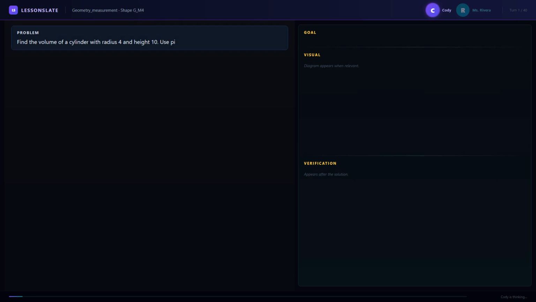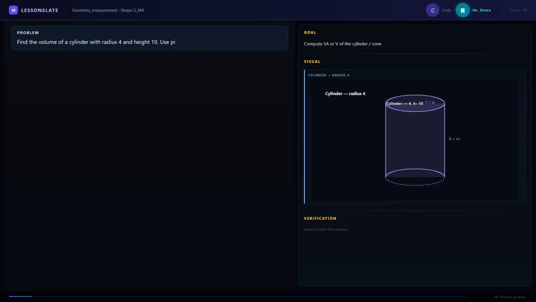Ms. Rivera, I'm a little puzzled by this one, even though it seems like it should be straightforward. It's asking to find the volume of a cylinder with radius 4 and height 10, and to use pi. I think I know the basic formula, but the use pi instruction makes me wonder if there's a specific way to handle it or if I'm overthinking it.